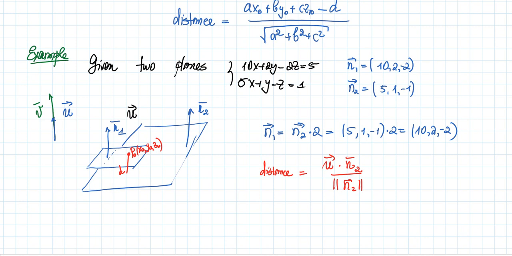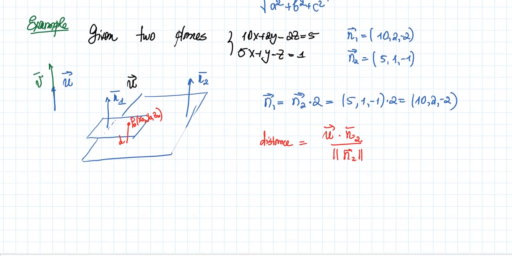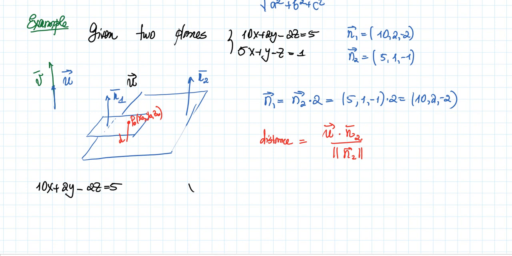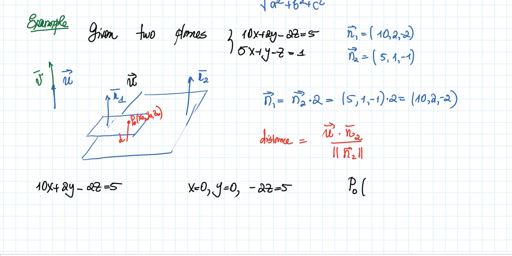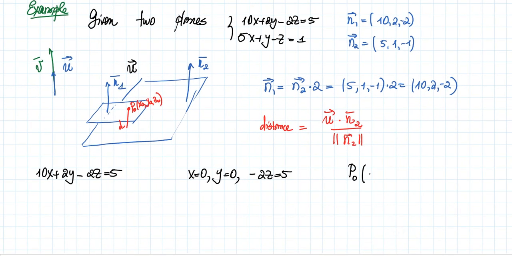So how do we find a point on the first plane or on the second plane? Tell me one point on the first plane. The first plane's equation is 10x plus 2y minus 2z is equal to 5. In order to find a point on the first plane, just choose any values for x and y and find z from this equation. So let's put x equal to 0 and y equal to 0. If you substitute 0 and 0, it's going to be minus 2z is equal to 5, right? So from here, we obtain the coordinates of the point on the first plane. This is going to be 0, 0, and minus 5 over 2.